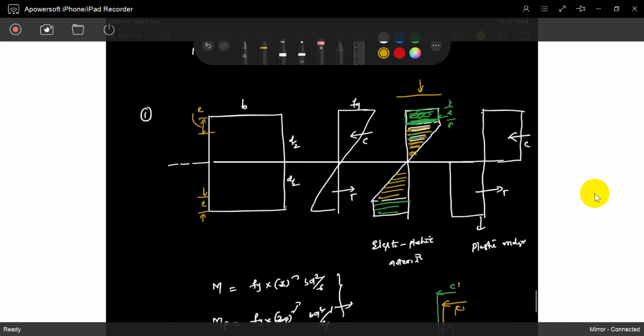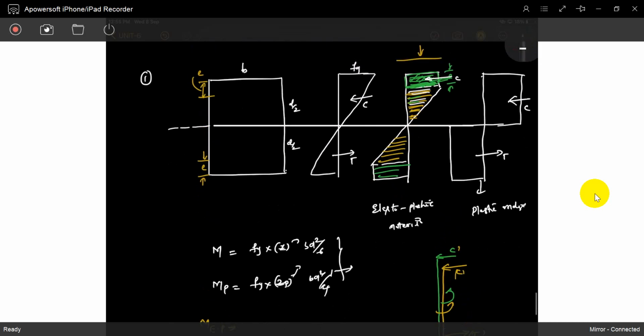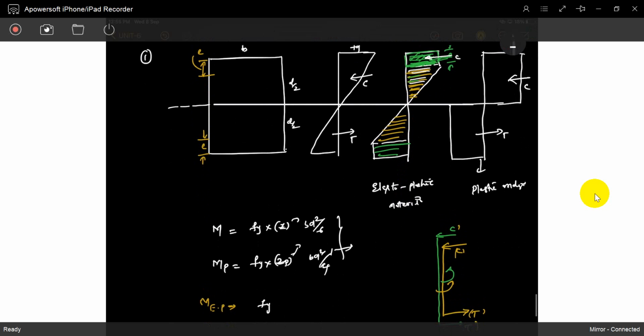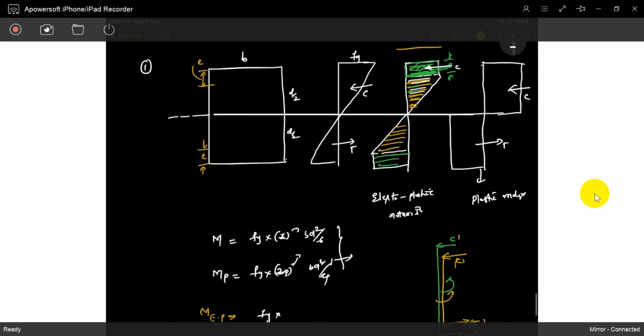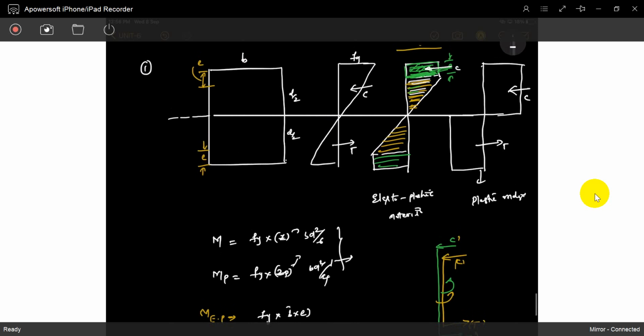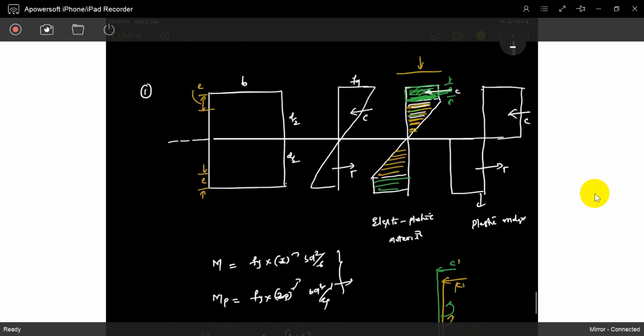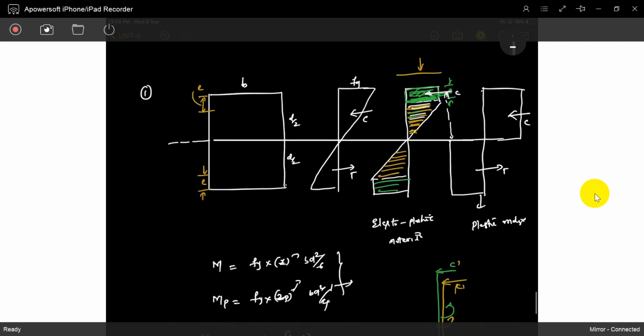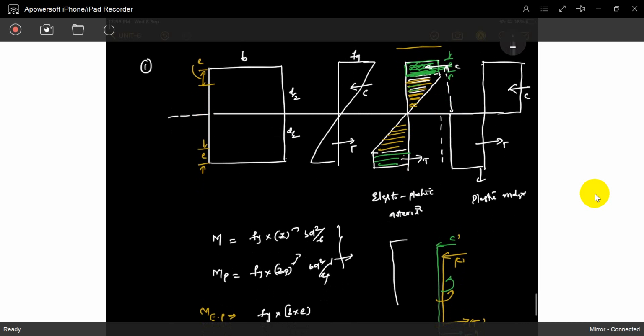So what is that compressive force? What is that compressive force here? Fy. Area is what? Width is B and depth is E. And what is the centroidal lever arm distance? This. And again for this tensile force, this is tensile force. We will take care like this. This is the C, this is the T. We will find out only that portion. The lever arm is, this is the lever arm.